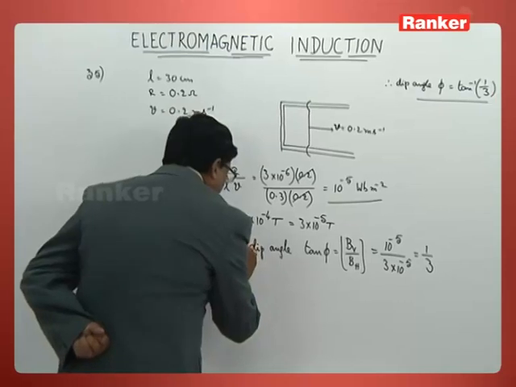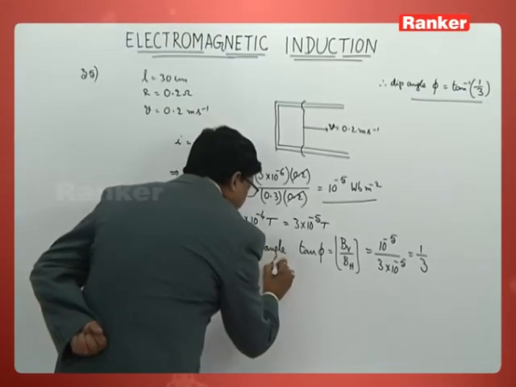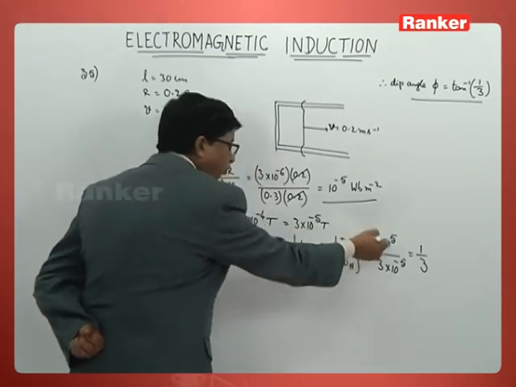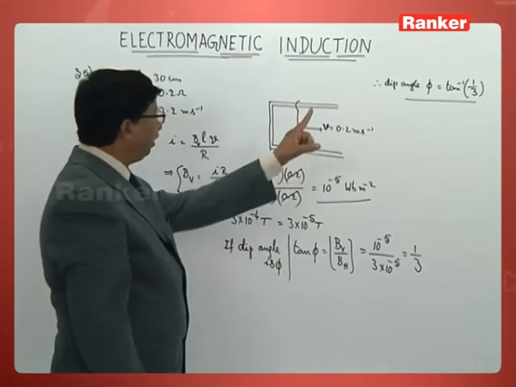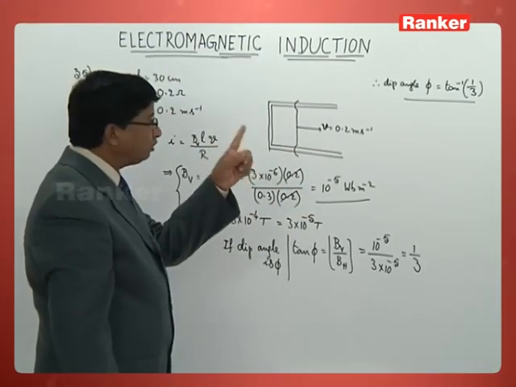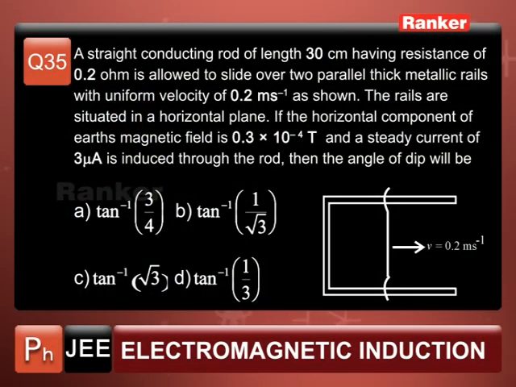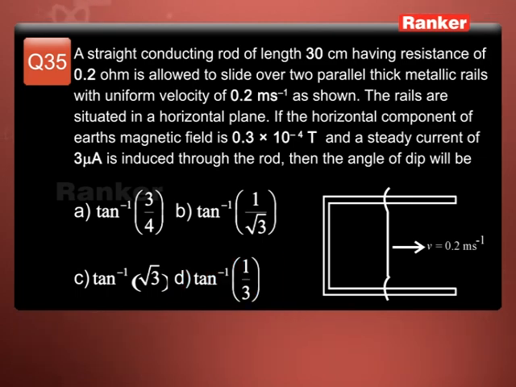So what we should understand here, if the dip angle is phi, then you can write tan phi is equal to BV by BH. I want the value of phi now. So it is tan inverse 1 by 3. See the 4 options please. First option tan inverse 3 by 4. Second option tan inverse 1 by root 3. Third option tan inverse root 3, and fourth option is the same, that is tan inverse 1 by 3. Therefore, the correct answer for this one will be the fourth option.